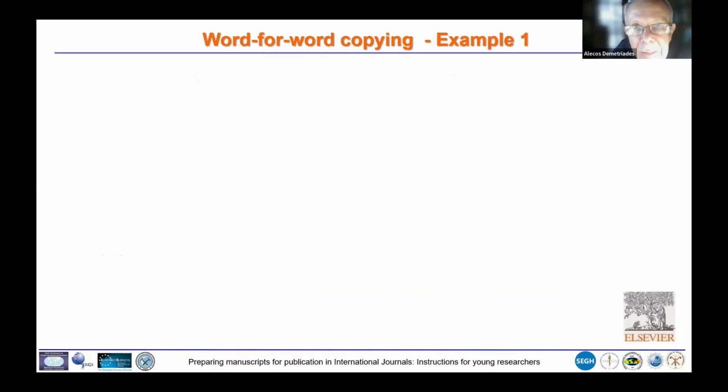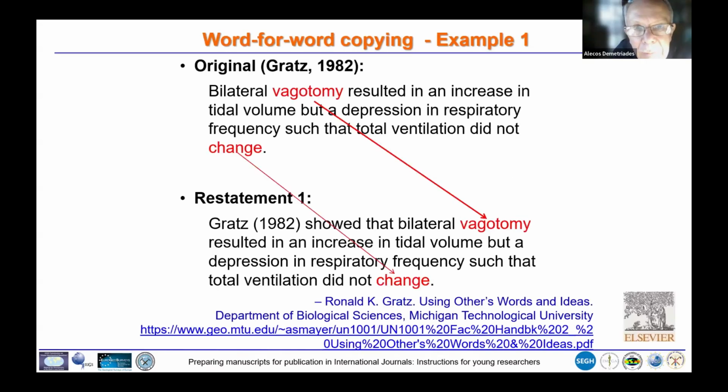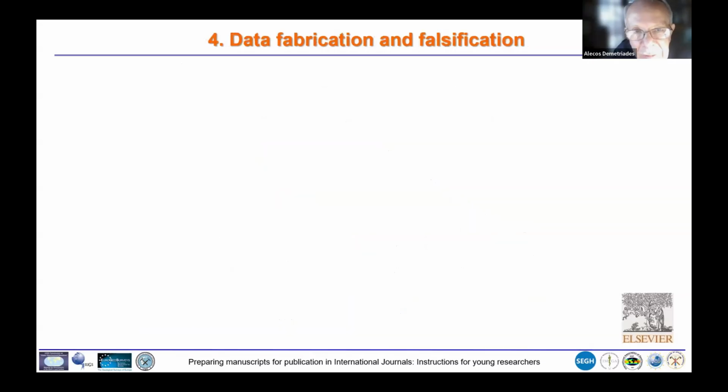Here we have an example of word-for-word copying. So you see the original, and this paper just changed the sentence slightly, and he essentially should not have done so because he mentions the author. Okay, and when you mention the author, just write the sentence in the way he has written it, firstly in inverted commas, and also write the page number as well.